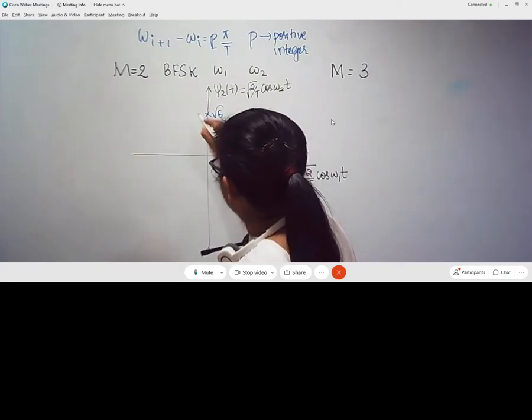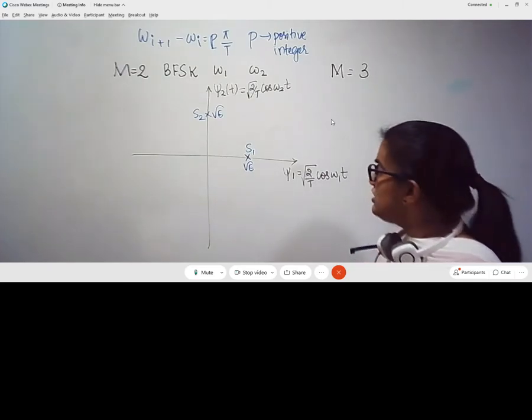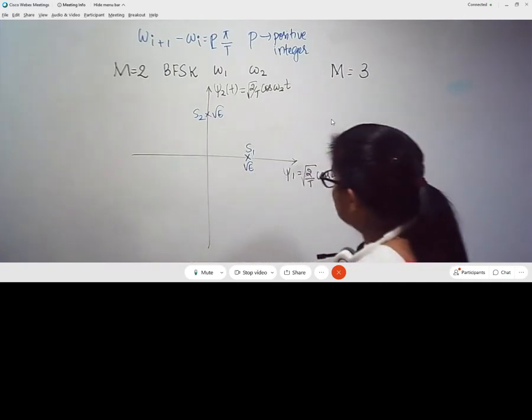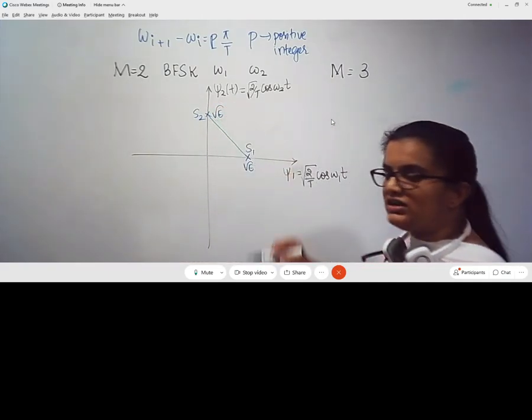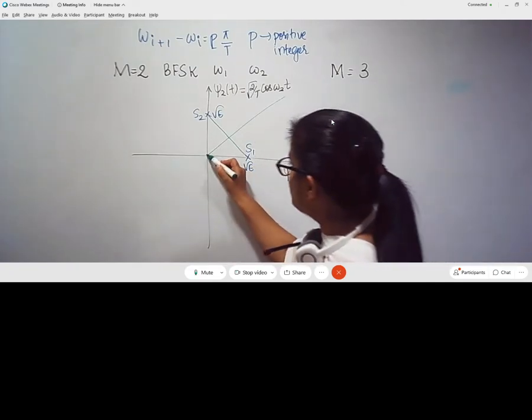This is S1 and this is S2. So there are only two symbols for the m is equal to 2 case. Now how to fix up a decision boundary here? It is simple. Join the two symbols by a line and divide this line into half. So you are going to get a boundary.